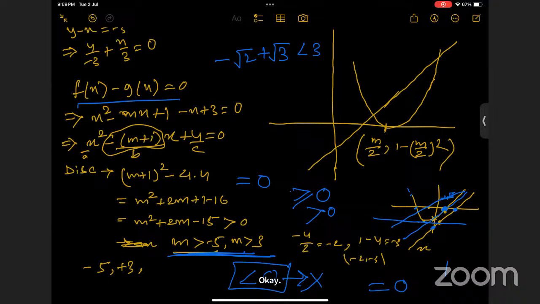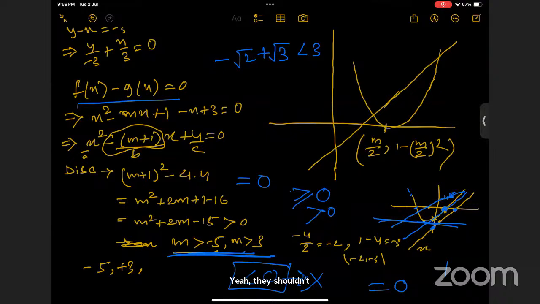If they intersect, then it will collapse, right? Yes, ma'am. So if it is not collapsing, then the parabola and the line will not intersect, right? Yeah, they shouldn't intersect. Then we will not be able to find any real root.